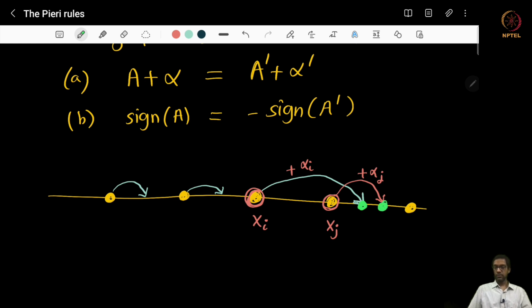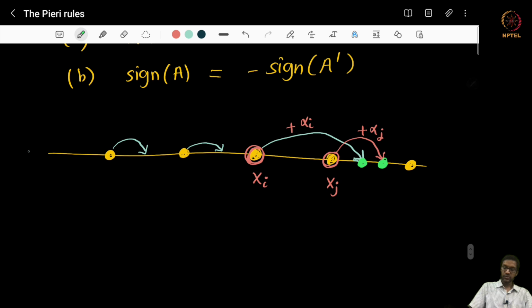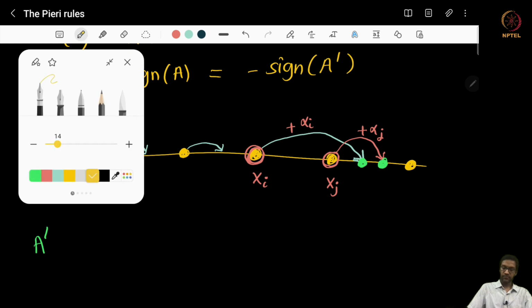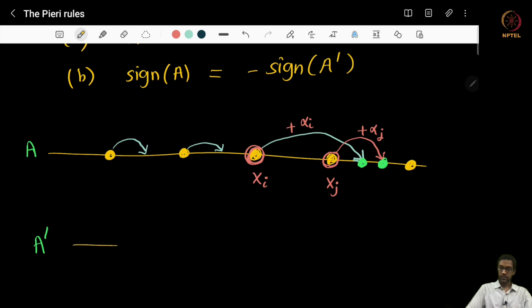Now we will construct a new abacus as follows. We take the same as the original, except we interchange the positions of the balls xi and xj, or if you wish, we interchange the labels of xi and xj. So what does that mean? Here is my original abacus A. Now here's my new abacus A prime. It's going to have the same bead positions. All the other bead positions are the same.